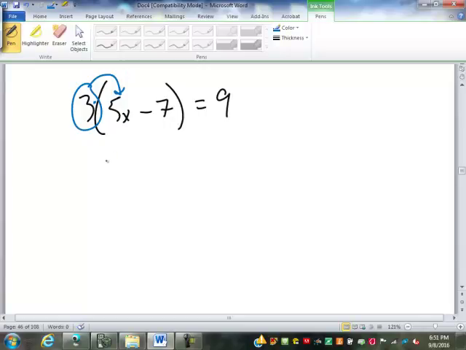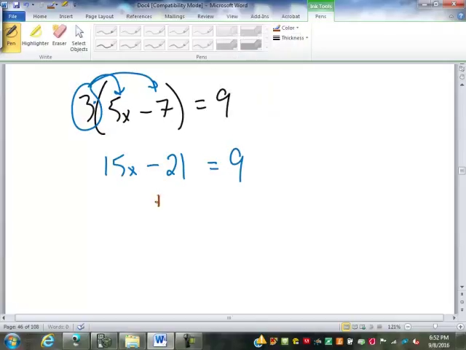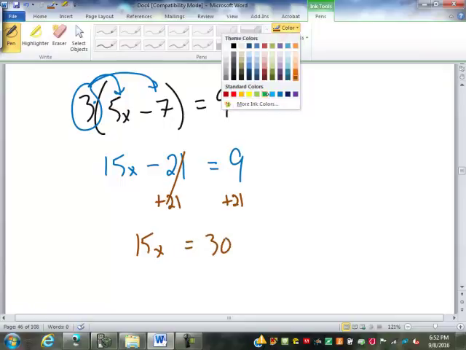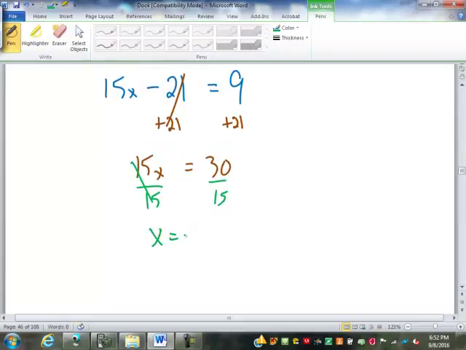3 times 5x, 15x. 3 times negative 7, negative 21. Good. Now it looks just like the equations we've been working on before. What do we do next? So add 21. So 15x equals 30. And then divide by 15. X equals 2.